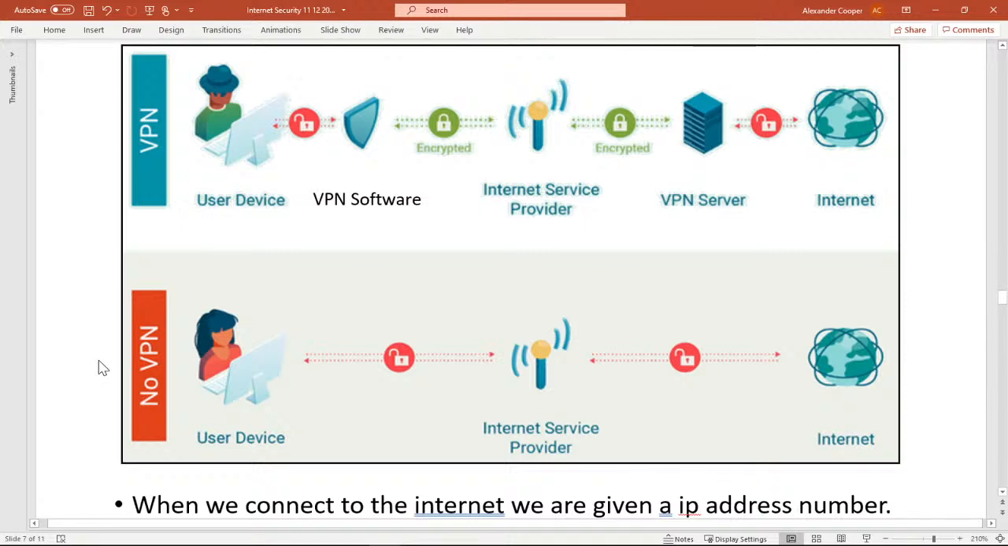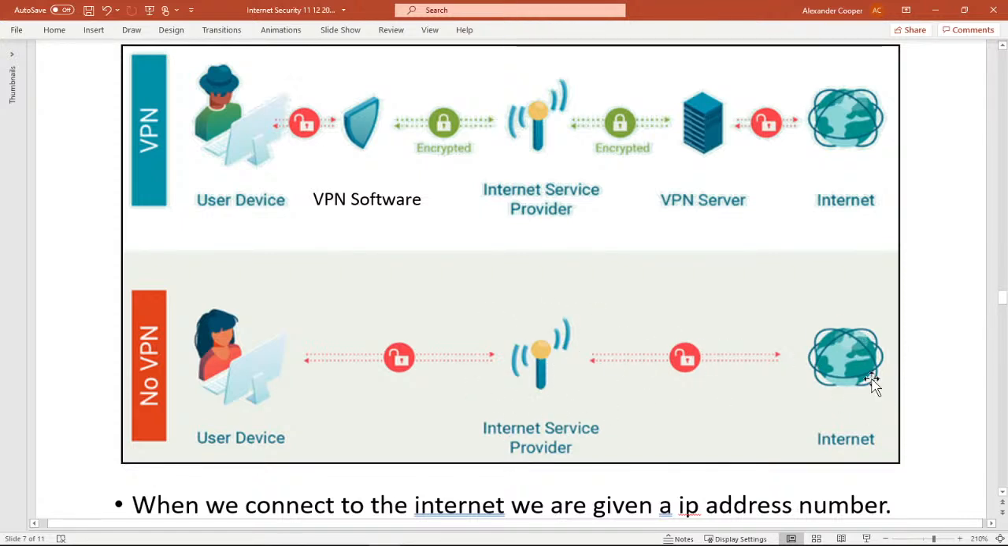A lot of business travelers' IT departments will add a VPN to their computers or laptops, and then when they go off, they want them to use it for security reasons. So here's kind of our normal person. This could be someone's home as well, but we're going to pretend this is a business traveler. So a business traveler just connects to the internet. They use their internet service provider like Comcast or anything.